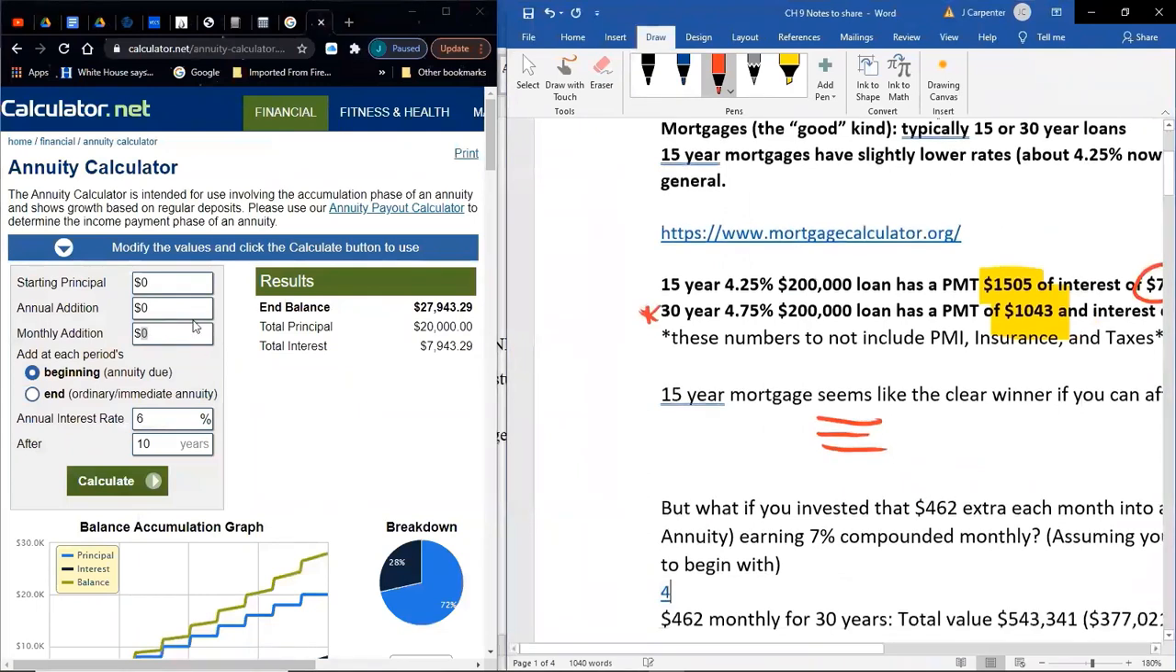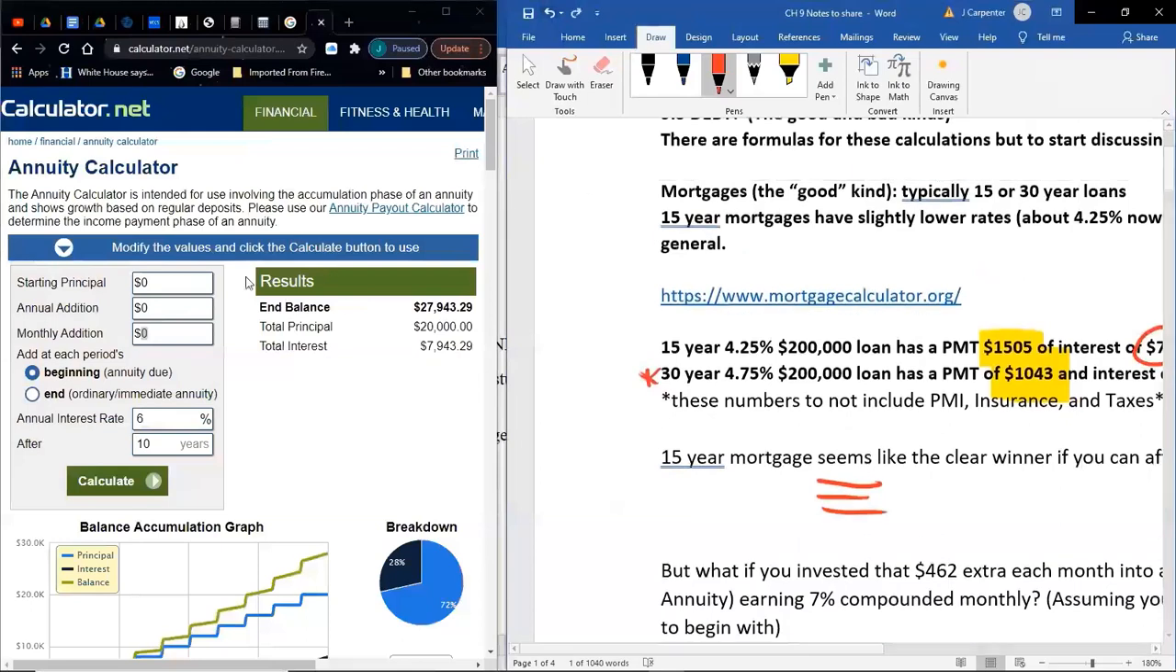So monthly addition 462. And we're going to do this at 7% interest. And we're going to do this for how long? How long exactly? The minimum we would do this is if we're getting the 30-year mortgage, we would put that $462 away for 30 years.